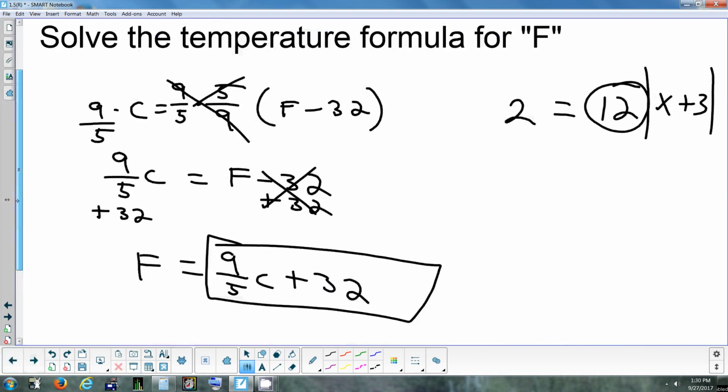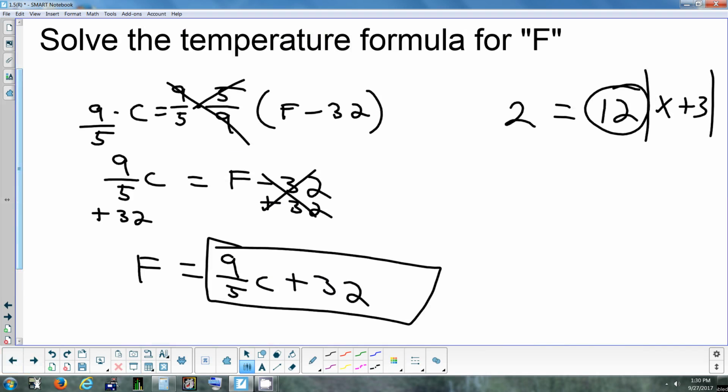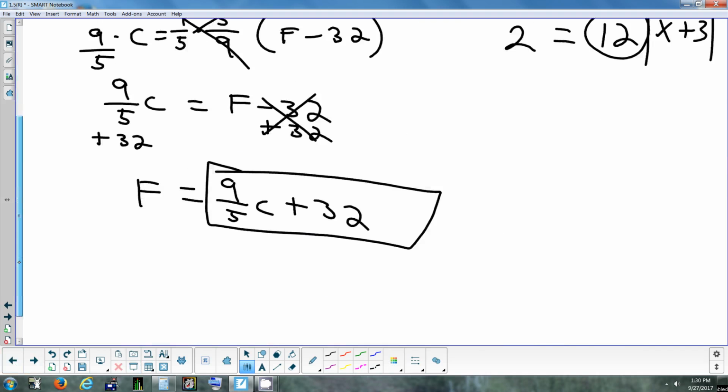So were we supposed to get a number for our answer? No. All we were supposed to do is get that letter by itself. Any questions on that one?